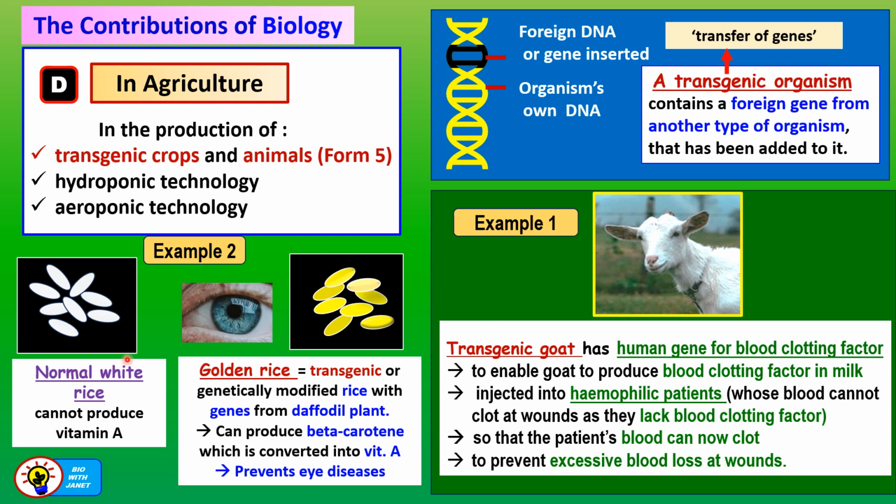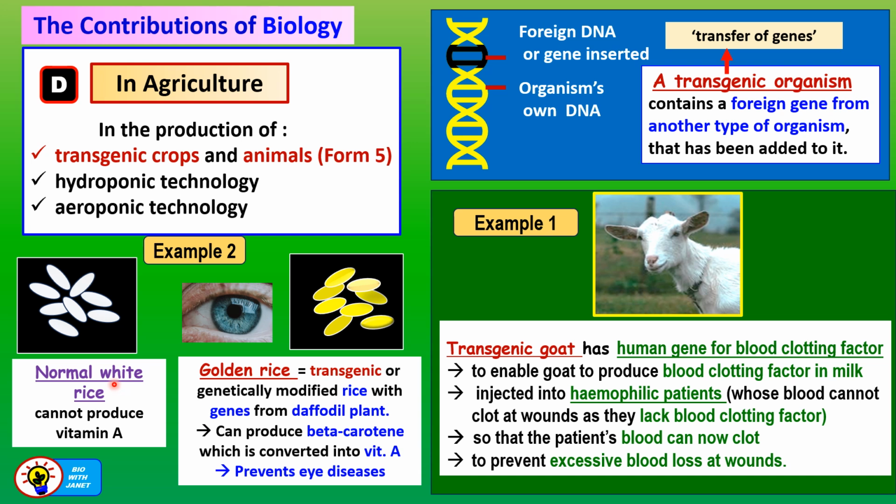Now, the second example here is golden rice, which is a type of rice that is transgenic, or genetically modified, because it has foreign genes from the daffodil plant. Why is it that we insert these genes from the daffodil plant into the rice? Because these genes will code for the production of a substance called beta-carotene, which can be converted into vitamin A in the body, right? So the researchers found that many poor children in the poor countries suffer from eye diseases and even blindness due to the lack of vitamin A. So they decided to produce this golden rice that can supply the vitamin A to the people who eat it, right? And this can prevent eye diseases.